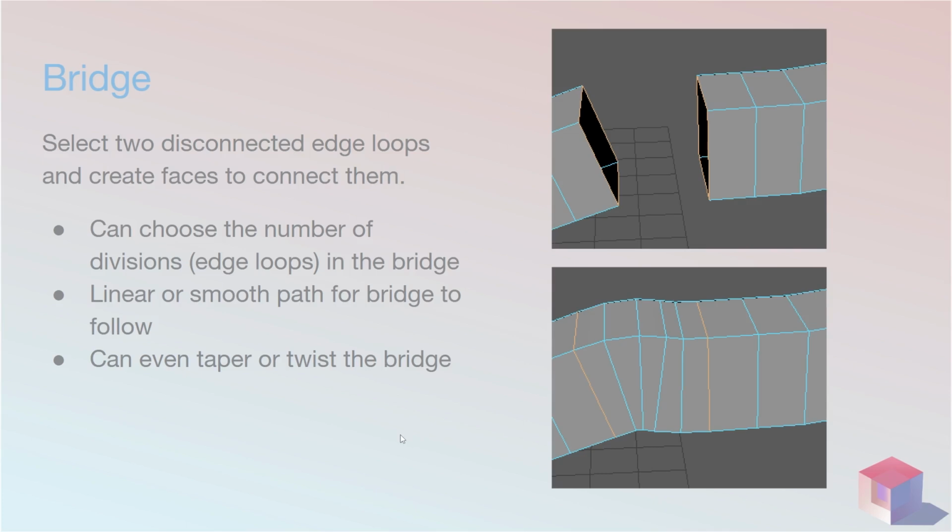Another thing that's super useful, I personally love this tool, is the bridge tool. You basically are able to get two disconnected edge loops, or edges, and you can create faces that connect them. So you basically bridge the two edges together, and then you can adjust divisions to see, like in this picture here, how there's a bunch of divisions in between with the bridge tool. Very useful for filling holes, very useful for connecting different meshes.